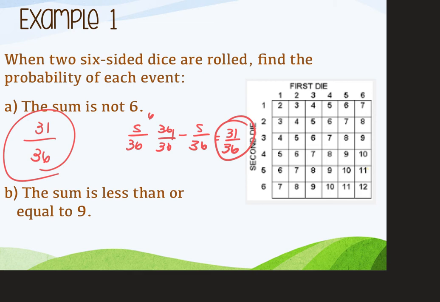Otherwise I have to count 9 in all these numbers, right? Or I say, okay, what's greater than 9? 1, 2, 3, 4, 5, 6. There's only 6. So greater than 9 is 6 out of 36. Just subtract that from 36 over 36.